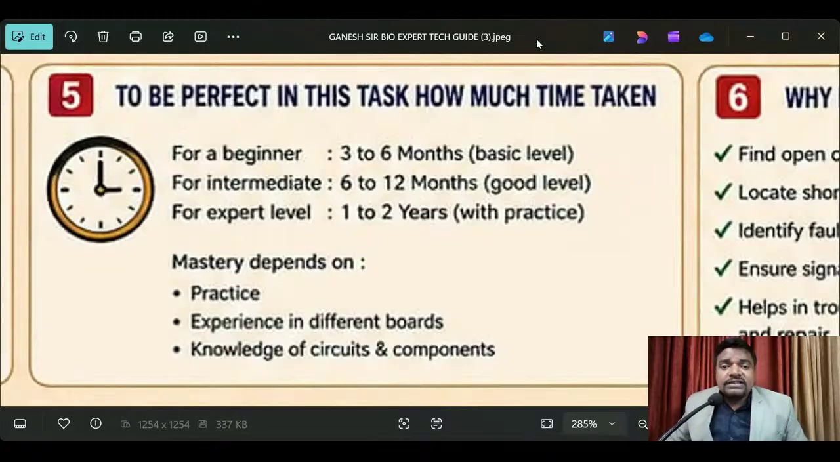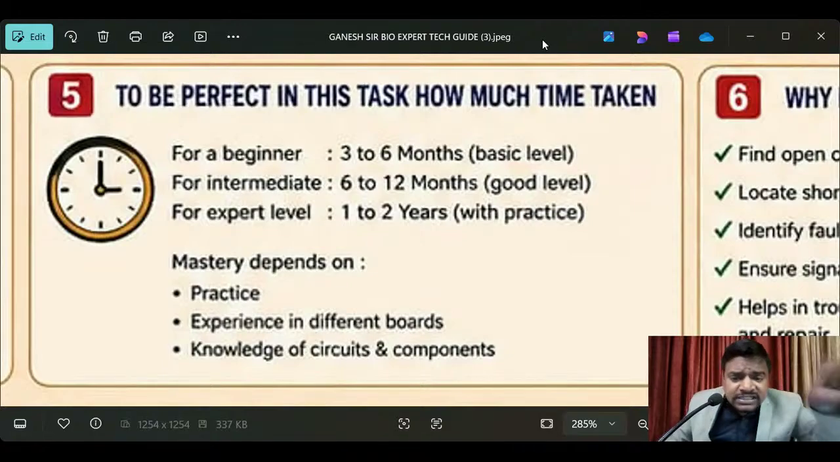So these are the motivation, inspiration, and information, and I'm going to show you real-time hospital experience. Do it like this and you will definitely get it. Now see here, mastery depends on practice, experience in different boards, and knowledge of circuits and components. Whenever I say all these things, just catch the point I'm saying.